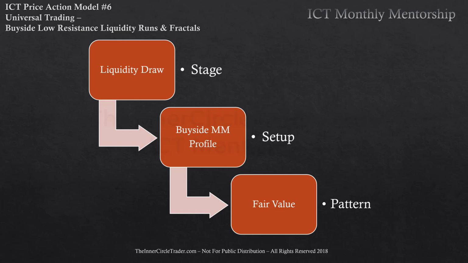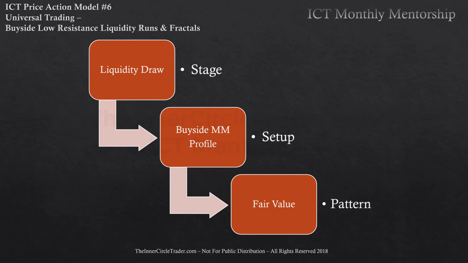Okay, so that's how we break it down within fractal format, and we frame out buy side low resistance liquidity runs. The setup is going to be a buy side liquidity draw, or in other words, buy stops, within a market maker profile. Now, it's generically classified here as just a market maker profile because we can find buy setups universally in both a market maker buy or a market maker sell model. It's either or, doesn't make a difference, and I'm going to kind of cover that today.